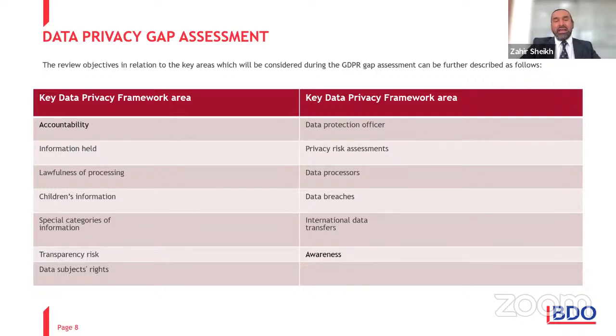The next one is data privacy, transparency, the risk of transparency, and how is data privacy communicated to internal and external stakeholders by your organization. And the other thing we'd look at is your data subjects' rights, which is basically reviewing of your organization's internal policies and procedures and processes to address data subjects' rights. We are all aware of their rights to access, rectification, erasure, restriction, data portability, and objection.